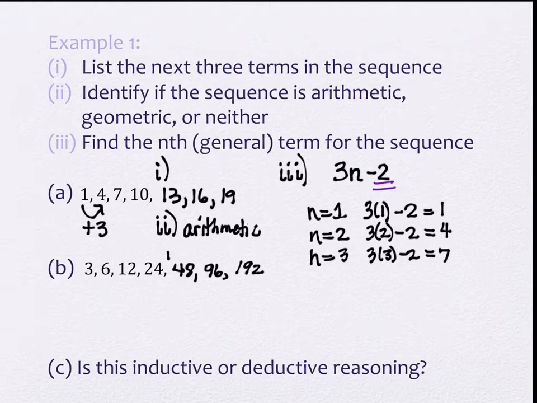Okay, so that's I, right? Finding the first 3 terms. So what pattern did you notice? Multiplying by 2. Fantastic, which makes this a what type of sequence? Geometric.